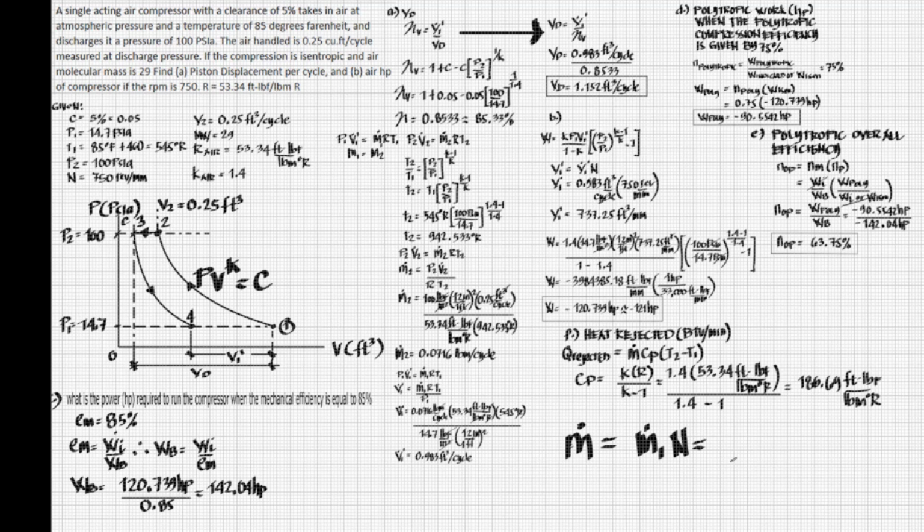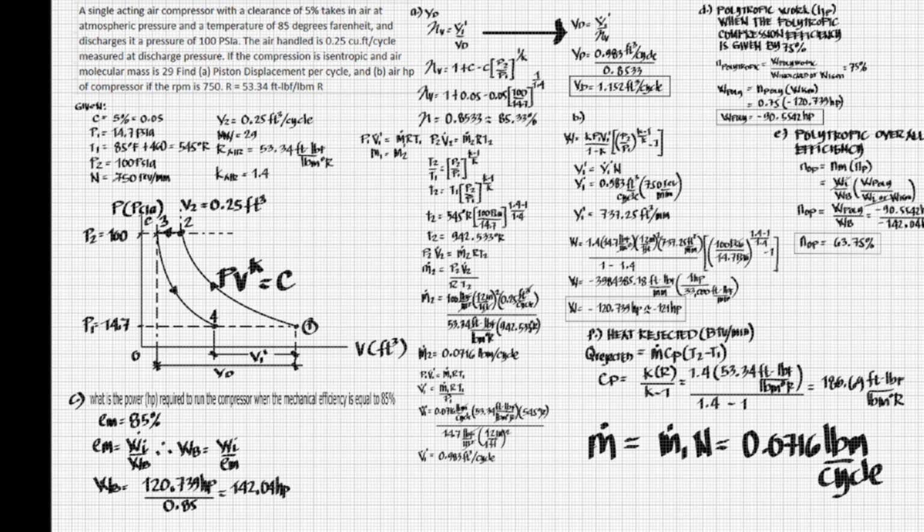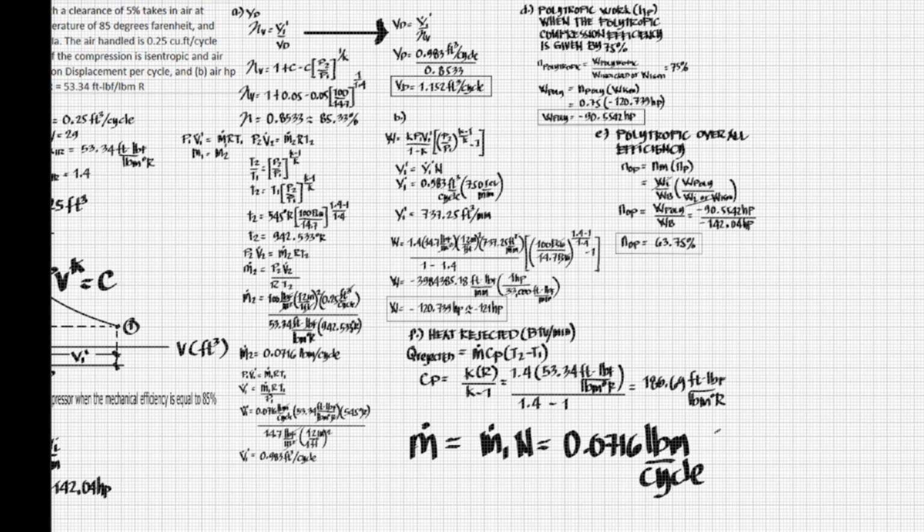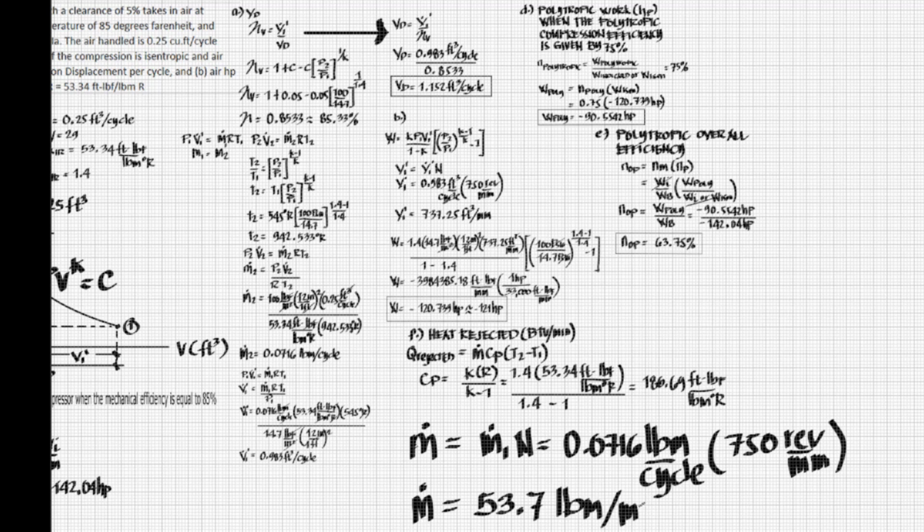Now for our mass flow rate, that will be 0.0716. So that will be pound mass per cycle. Okay. And we multiply this one by the given RPM, which is 750. So this will be multiplied by 750 rev per minute. Okay. So I am able to get my mass flow rate now, which is equal to 53.7. That will be pound mass per minute.